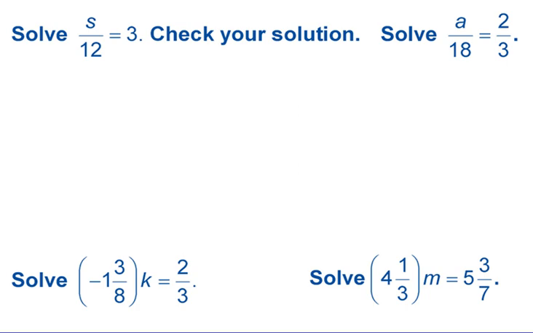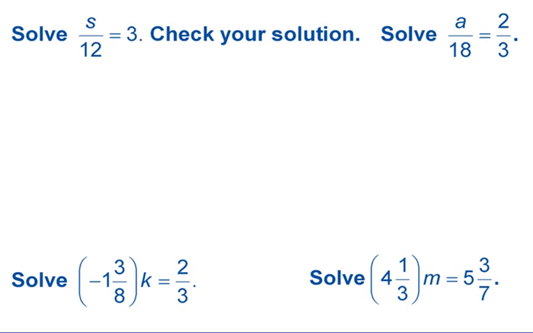So here we go. Still one-step equations. Here we have s over 12 equal to 3. We look for our variable s. We look for the number on the same side as it, which is 12. And we see that it's attached by division. So we're going to unattach it.